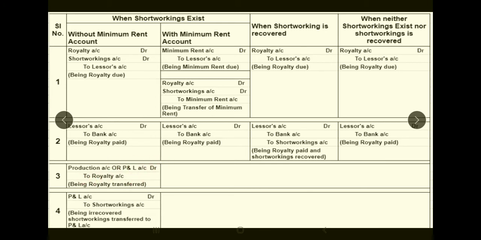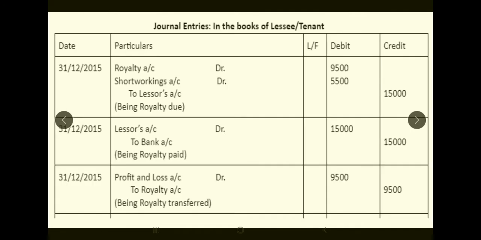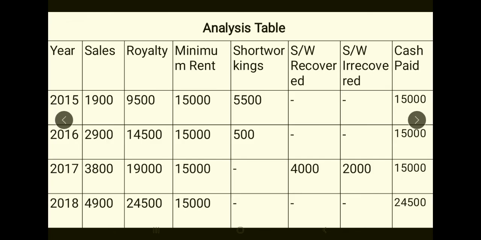So for the first year 2015 and 2016 you have short workings, so the entry will be royalty account debtor, short workings account debtor to lessor, lessor's account debtor to bank, P&L account debtor to royalty. Why P&L account? Because here royalty is calculated on the basis of sales. If it was calculated on the basis of production or output, you would have written production account debtor to royalty. Now, how do you write the amounts?